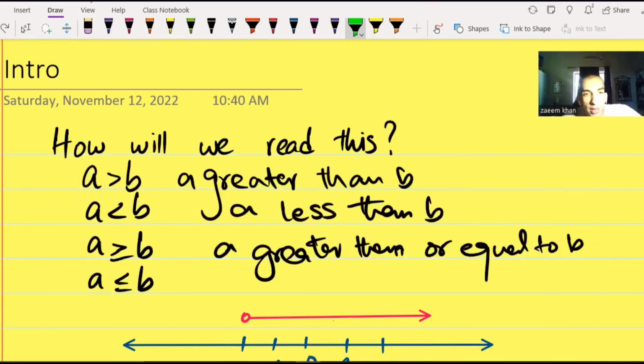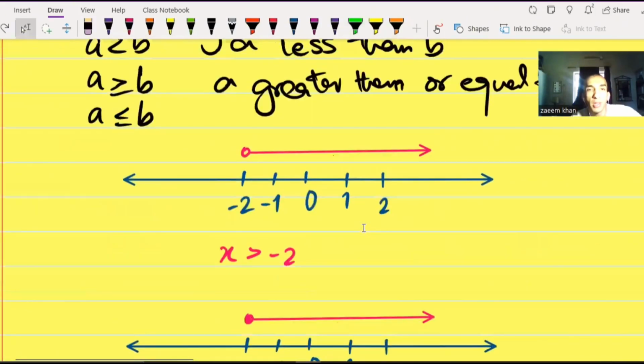How will we read the third statement? A is bigger or equal to B. Similarly, how will we read this? A is smaller or equal to B. Perfect. Now, how do we denote this on a number line? This is what it looks like.